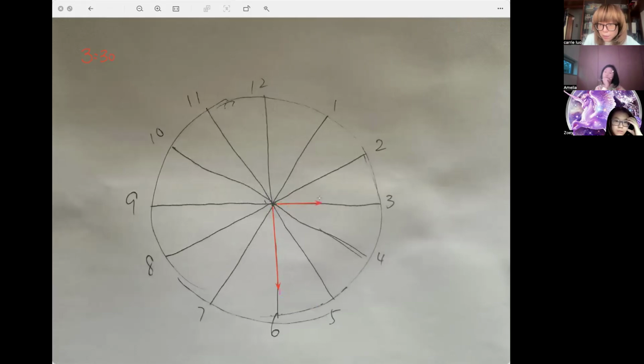This is 3. This is 3:30, correct? And this is 4. This is how our hour hand is moving. So 3 o'clock, 3:15, 3:30, 3:45, and 4 o'clock, correct? Okay, so 3:30 should be there.